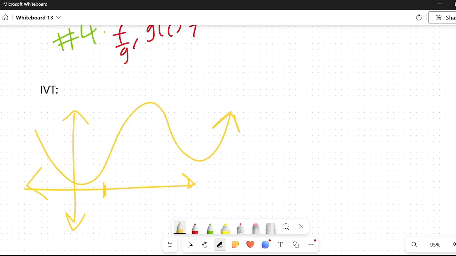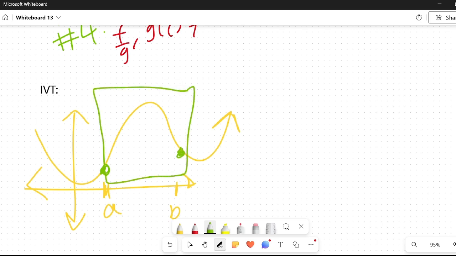Let's say we're at point A here and point B here. We take these two points and examine the area around them, and then we choose some value in between f of A and f of B. So f of A will be like here, and f of B will be like here. If we choose any value in between them, it will touch the graph at some point, and we can see right here that this is most definitely true.